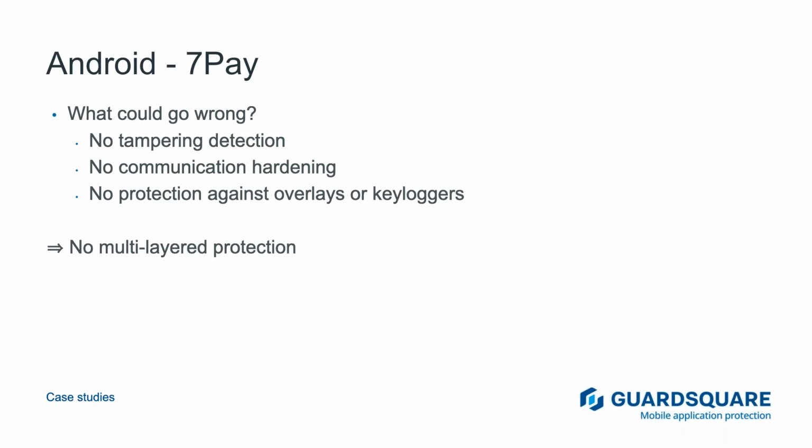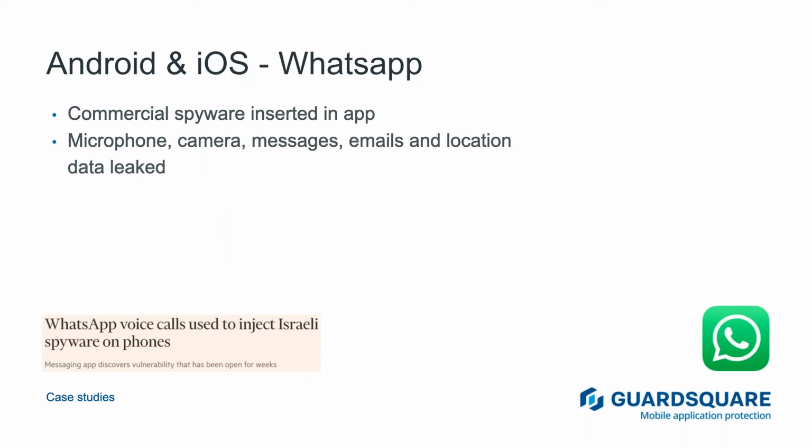So in those cases, 7Pay wouldn't have implemented, for example, tampering detection. The communication between the app and the backend wasn't hardened with SSL pinning. And of course, there was also no protection against overlays or keyloggers. So in general, we can again say there was no multi-layered protection for this application.